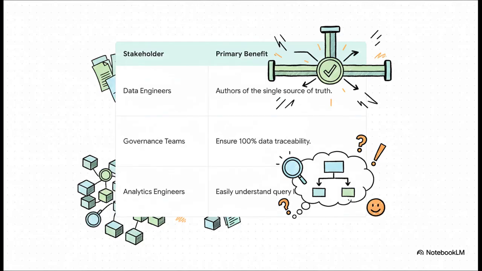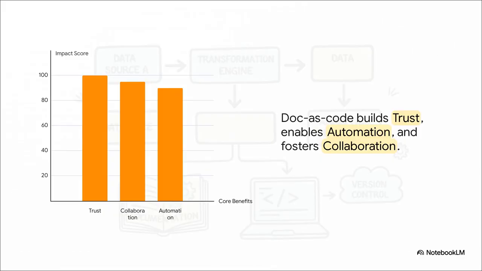So, who wins with an approach like this? Well, pretty much everyone. Data engineers get to be the authors of a single source of truth, not just people fixing bugs all day. Governance teams can finally achieve 100% traceability. And analytics engineers, they can instantly understand the logic behind a field without having to schedule yet another meeting. When you boil it all down, this approach builds deep trust because you have a single, verifiable source of truth. It enables powerful automation in your governance thanks to that validation step we talked about. And it fosters real collaboration because now your documentation evolves right alongside your code, as it should.